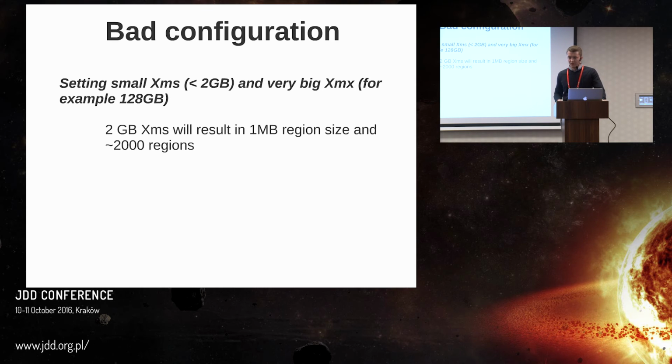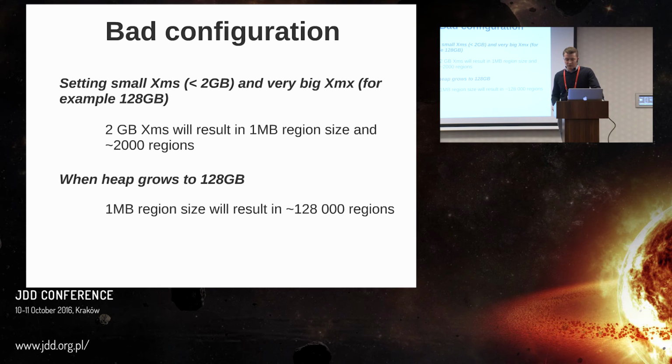And in the beginning, we'll have 2,000 regions. But when our heap grows, like in this extreme scenario, to 128 gigabytes, then we will have 128,000 regions. And this is not very effective, because then the granularity of remembered sets will be the worst one, so the application throughput will suffer from this.